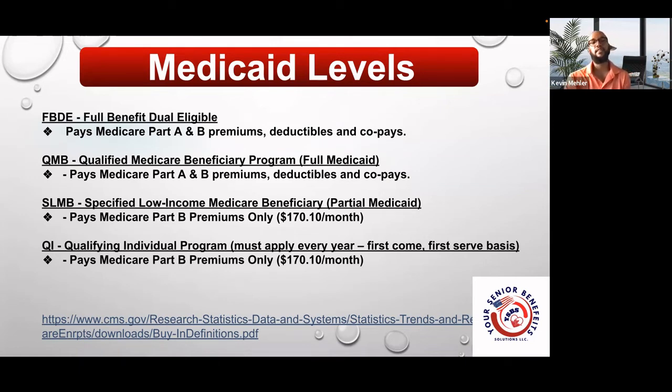Now, the next one is the SLMB. And as you can see, there is a difference. It's called Specified Low Income Medicare Beneficiary Plan, which is also considered, we call it, do they have full or partial? That would be partial Medicaid. Okay. Now, the benefit of that is if somebody has SLMB, they do still get the $170.10 a month paid for by Medicaid.